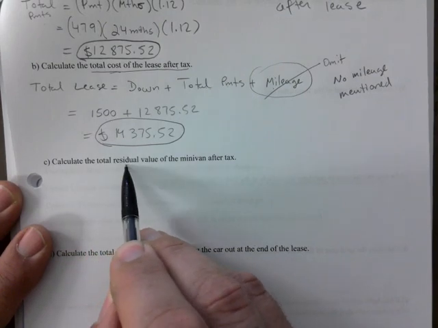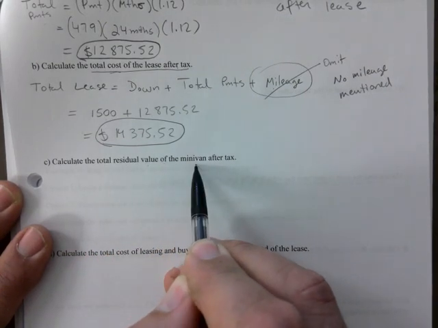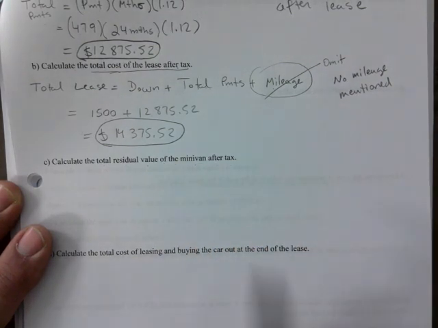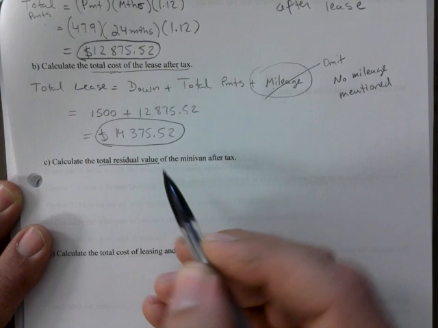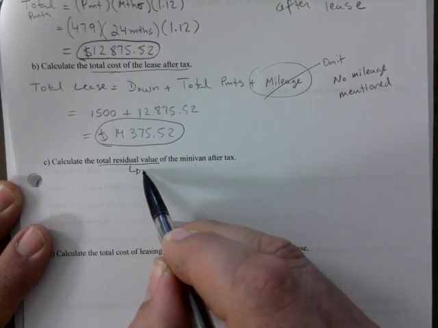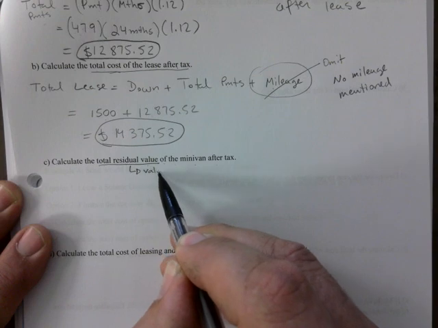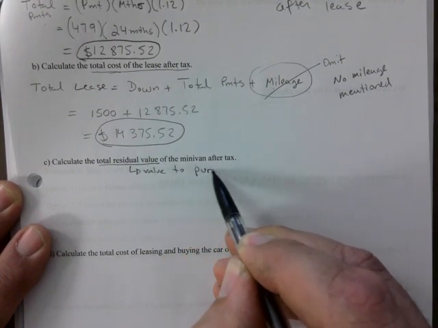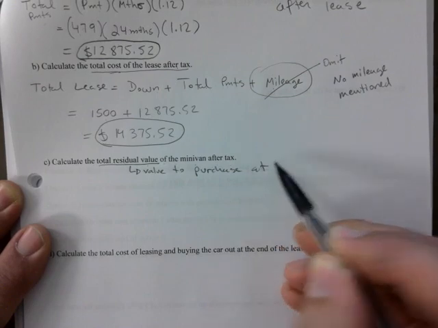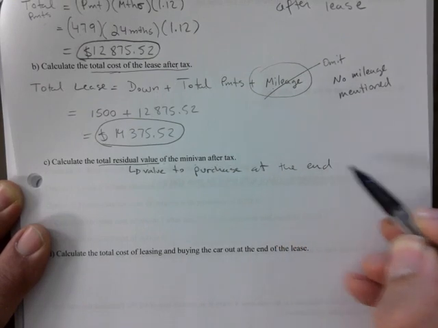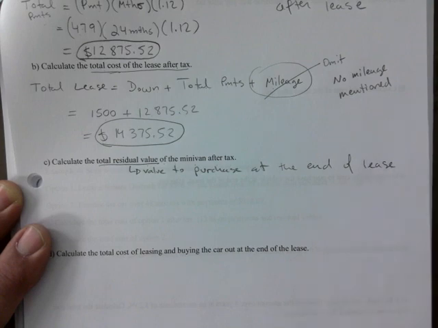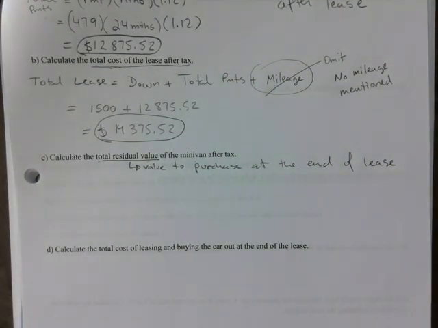Calculate the total residual value of the minivan after tax. So they want the total residual value, right? It's the value to purchase at the end of lease. That's what it's asking for there. Okay, so try to read carefully. It's like, what is it asking me for? Well, the residual value, and they have to give you some kind of information. It can either be a dollar value, flat out, this is how much you will owe us, or a percentage.